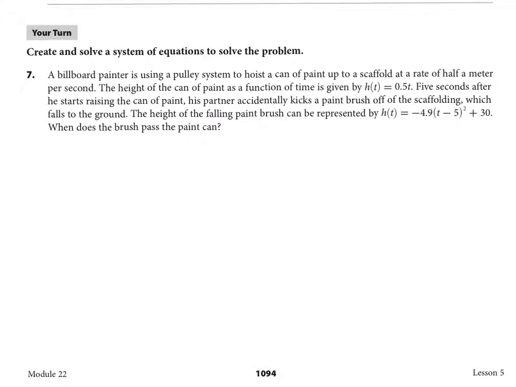We've got one more problem here we're going to look at. A billboard painter is using a pulley system to hoist a can of paint at a rate of ½ foot per second. It's given by this function. 5 seconds after he starts raising the can of paint, his partner accidentally kicks a paintbrush off the scaffolding, which falls to the ground. The height of the falling paintbrush is given by this function. When does the brush pass the paint can? So all we're doing is setting those two equal, trying to find where they're equal.